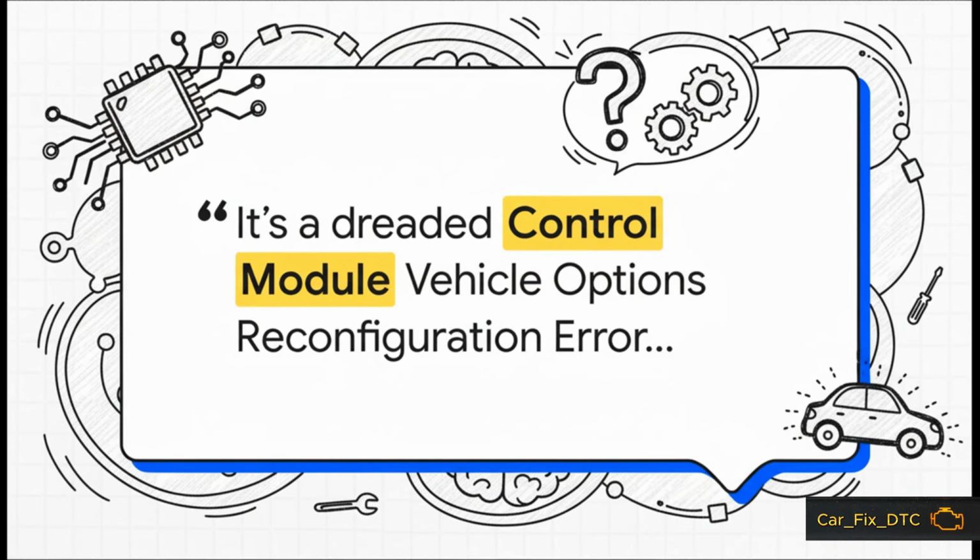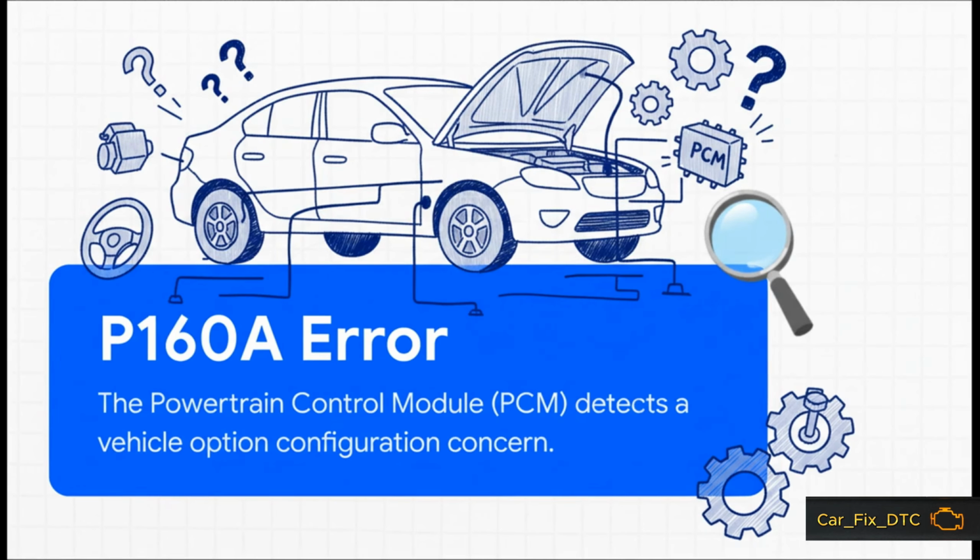Well, if you look it up, you'll find it has this very official and, let's be honest, slightly intimidating name. It's a Control Module Vehicle Options Reconfiguration Error. It sounds like a mouthful, but don't let the fancy words scare you. All it really means is that your car's main brain is confused about the parts it's supposed to be talking to. So let's break that down.